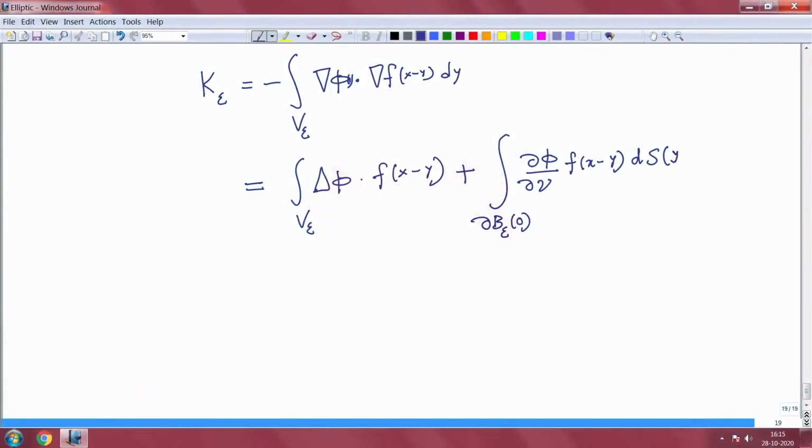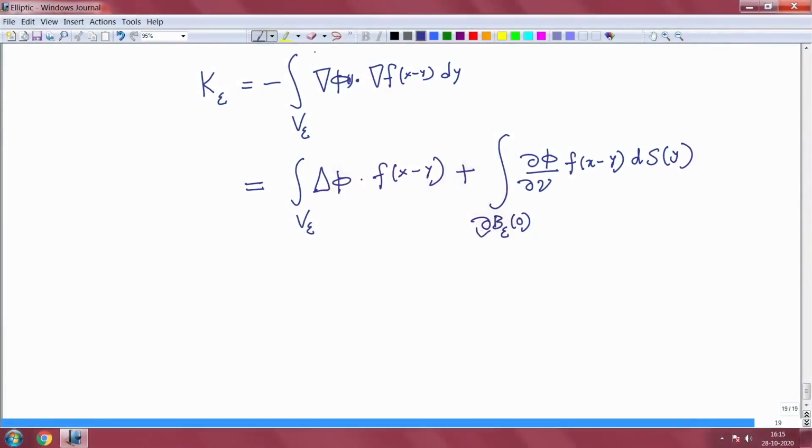Okay. So, I can do that because the singularity comes only when epsilon goes to 0, that is why I removed that one. So, I can do this integration by parts, I will get over V epsilon, this will become Laplacian and f of x minus y. Again the sign has to be taken care of, in this case it will be d phi by d nu, and this will be on the boundary of the ball of epsilon around 0, into f of x minus y, dS of y, you see.